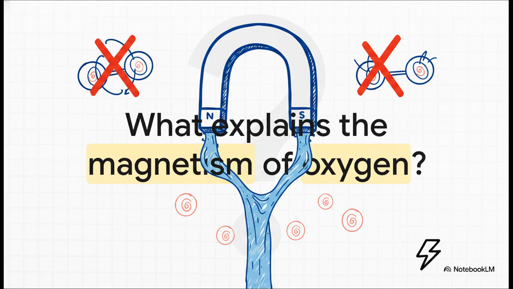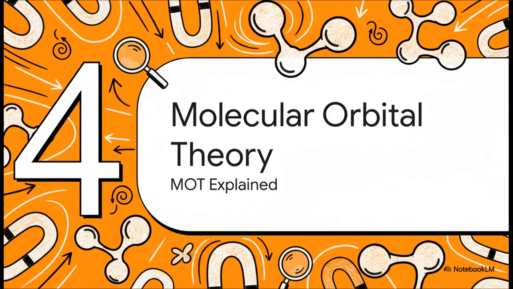Okay, so the 3D geometry problem? Solved. That's fantastic, but this mathematically patched, localized model still cannot explain our other glaring problem, the observable paramagnetism of oxygen. Seriously, if you pour liquid oxygen through a powerful magnet, it literally sticks to the poles. Neither VBT nor hybridization can tell us why that happens. So what are we still missing? Let's crack that in part 4, Molecular Orbital Theory Explained.